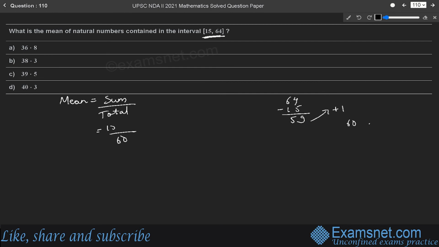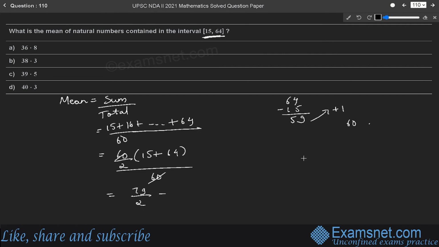And we have to find the sum. The numbers are starting from 15 plus 16 plus so on up to 64. This is a series which is AP. So putting the formula here, which is n by 2 into (a plus n minus 1 into d), it will be 60 by 2 into (15 plus 64), 60 and 60 will be cancelled. It will be 79 upon 2 which is equal to 39.5. Now let us look at the options. From all the options, option C is correct which is 39.5.